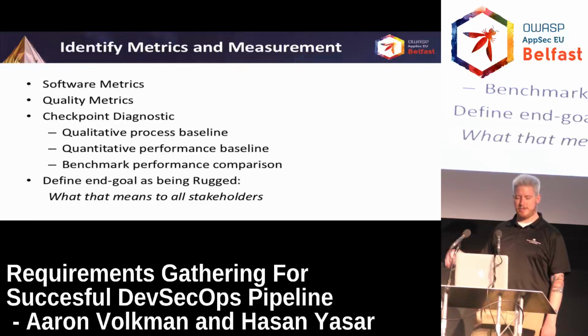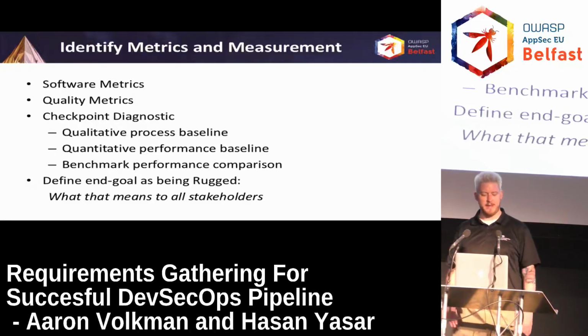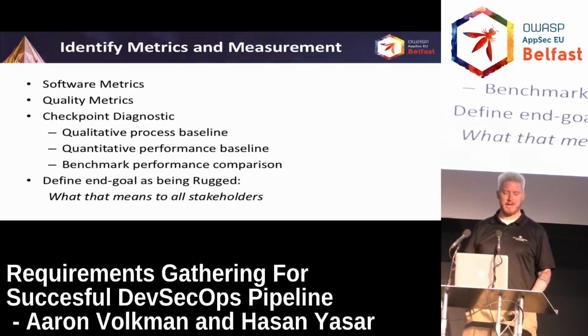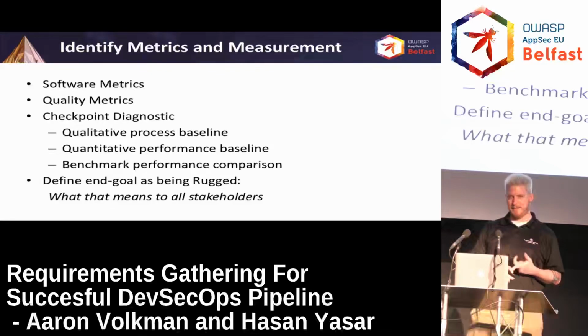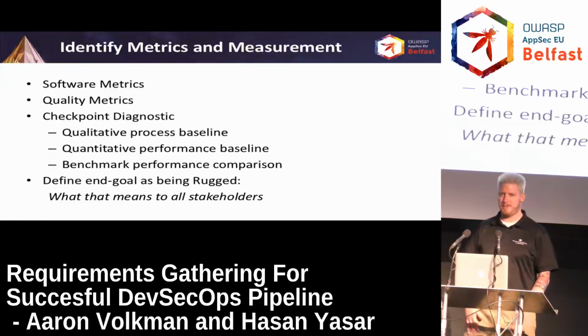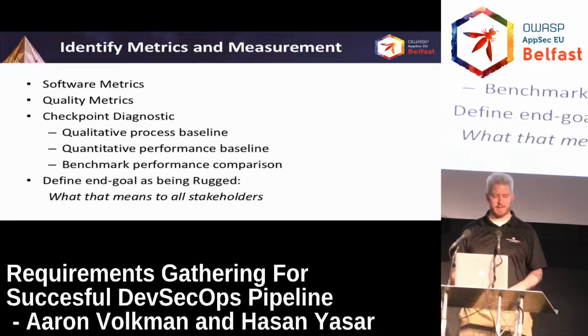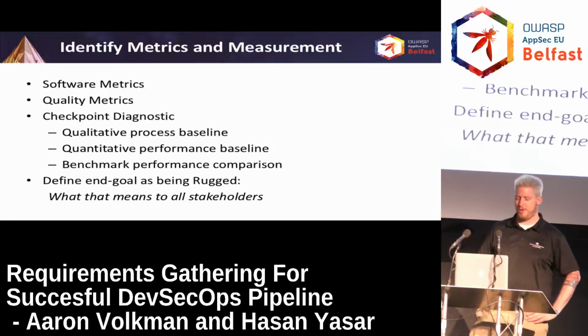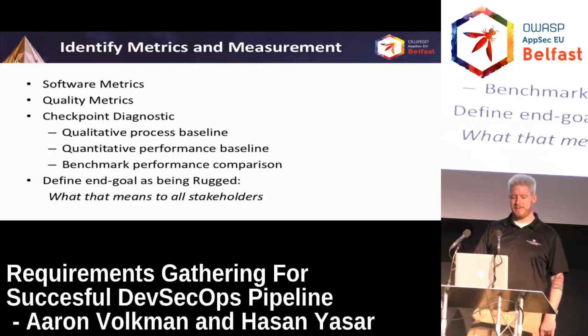The SEI has a thing called checkpoint diagnostic, where we model a qualitative process baseline. We have a quantitative performance baseline where we measure things like time, speed, number of features, defects, and feed that into a model. And then we compare that against benchmarks where we've gathered data like this from various different contexts, and we can let our customers know how they're doing versus these benchmark shops that we think are doing pretty good. And also define what the end goal means as being rugged, what that means to all stakeholders for their given spot in things.